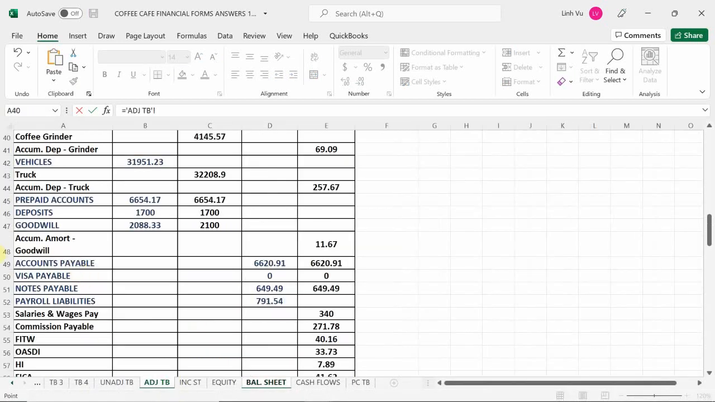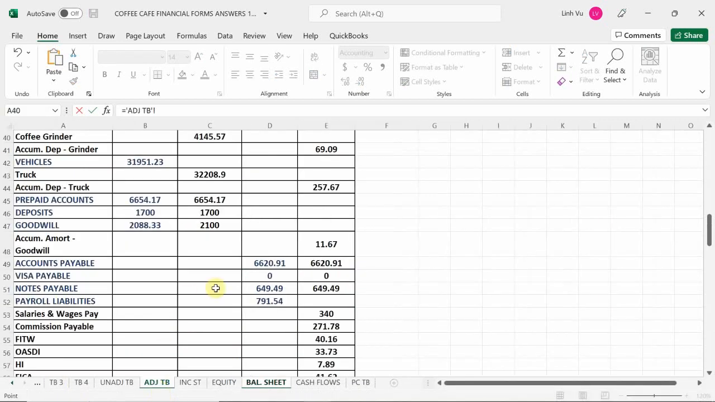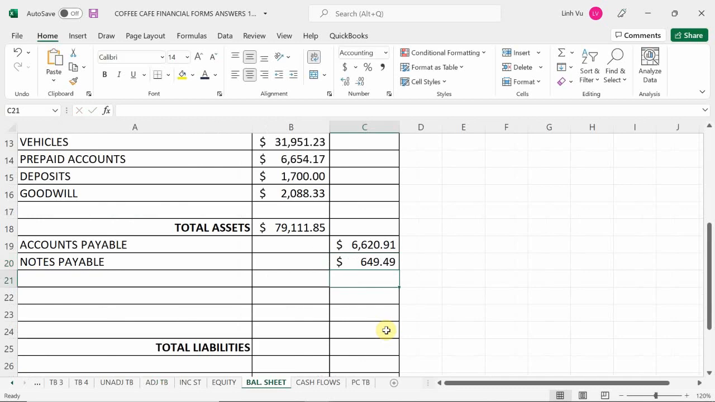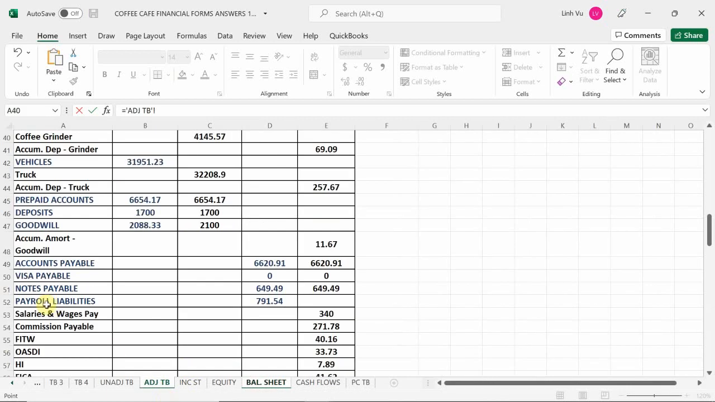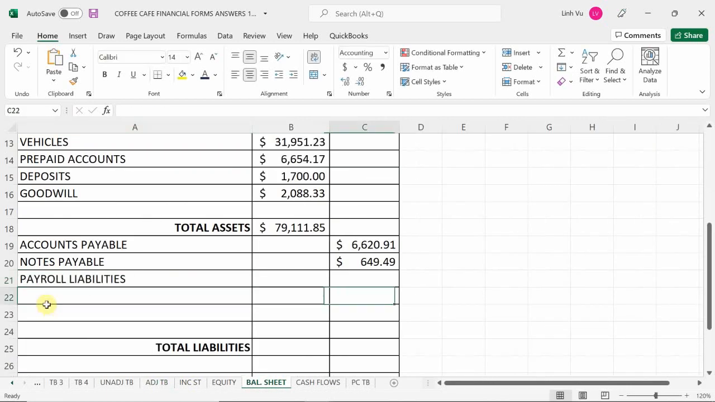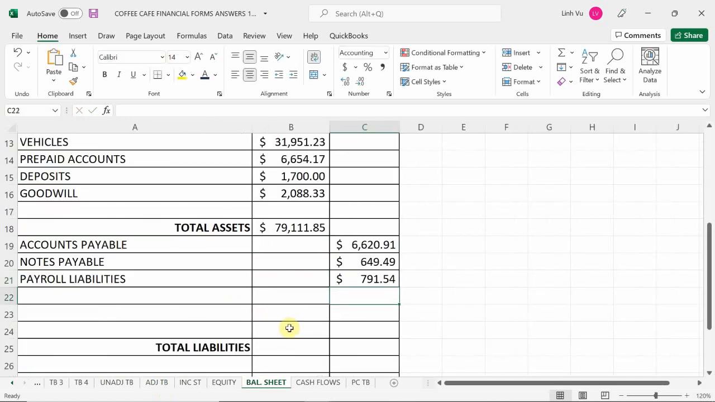Then the next account is Visa payable, which we have nothing there, so you don't need to include it. We have a notes payable for $649.49. Okay. We have payroll liabilities for the 791.54.